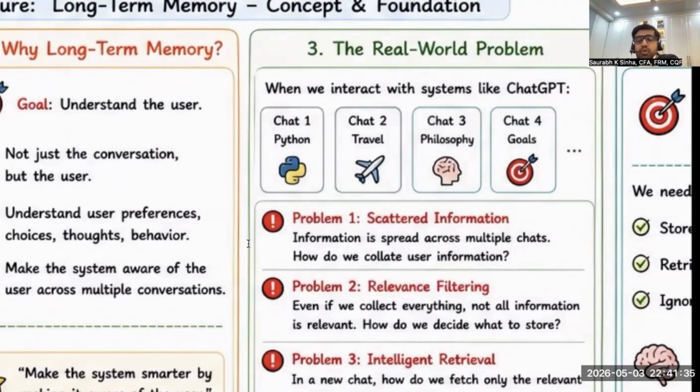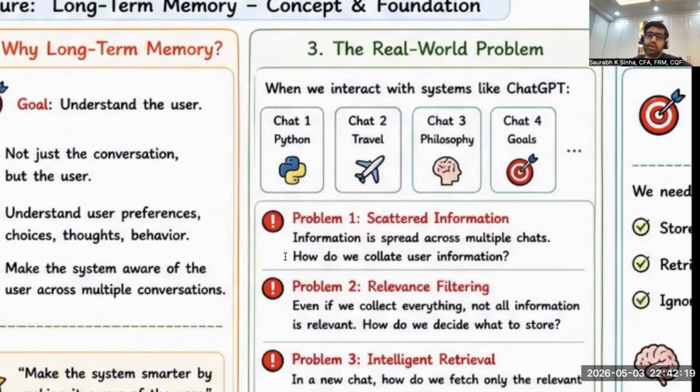So the first problem is how do we collate user-level information from different conversations, different threads or different chats. What is problem number two? Now, this is not a bigger problem to solve, but later on you will start thinking about it when you implement an agentic system, and definitely you will face this problem. Even if we collect everything, not everything in a chat is useful. Not everything should be stored, because a user might be discussing some random thought that is not about the user, just one random thought about one random topic.